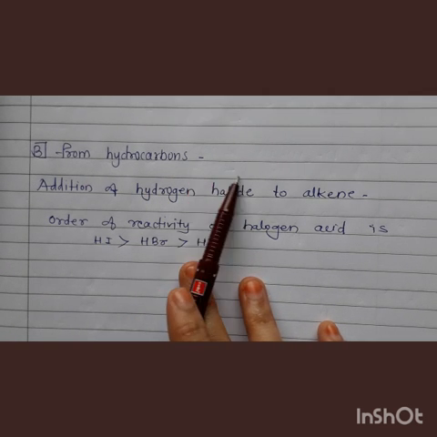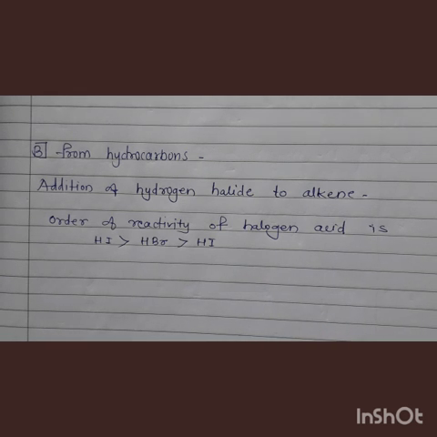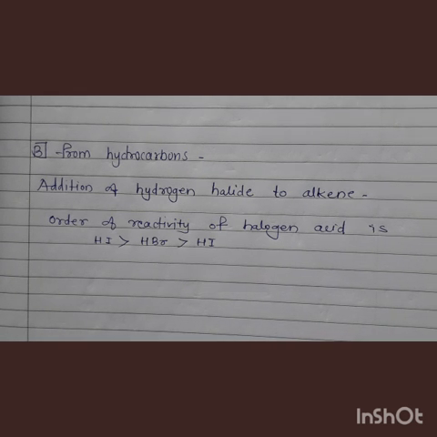Now the second method of preparation of alkyl halides is from hydrocarbons. Alkyl halides are prepared from saturated as well as unsaturated hydrocarbons by various reactions. Saturated means carbon-carbon single bond, and unsaturated means carbon-carbon double bond. Now from alkanes also we can prepare alkyl halide.